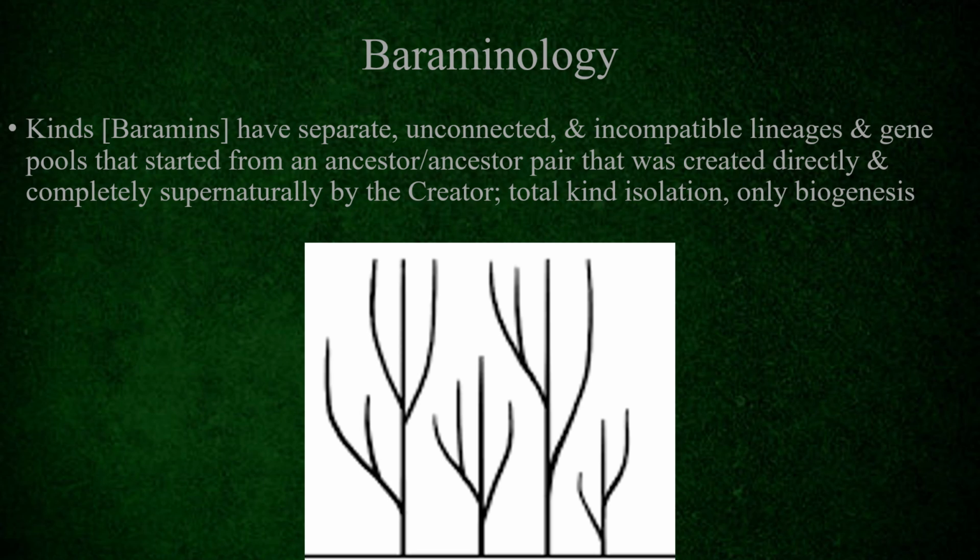Baraminology says that kinds, or baramins, which is one term from the 2 Hebrew words for created kinds, have separate, unconnected, and incompatible lineages and gene pools that started from an ancestor or ancestor pair, depending on kind of organism, that was created directly and completely supernaturally by the creator. And so there's total kind isolation and only biogenesis. So unlike phylogeny, instead of starting off with one gene pool, one ancestor, it's multiple separate gene pools and you can't pour water from one to the other.